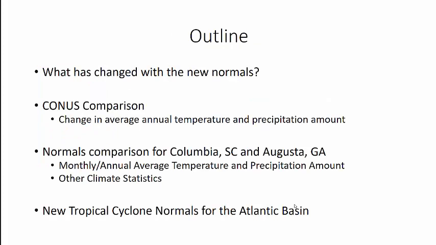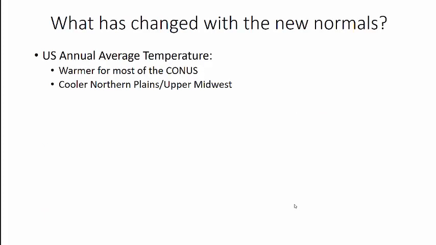And so what has changed with the new normals? We'll take a look at how the average annual temperature and precipitation amounts have changed over the continental U.S. We'll take a look more specifically at climate statistics for Columbia, South Carolina, and Augusta, Georgia. And we'll also talk about new tropical cyclone normals for the Atlantic Basin.